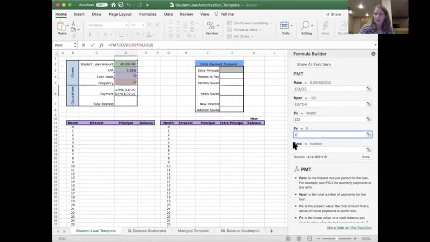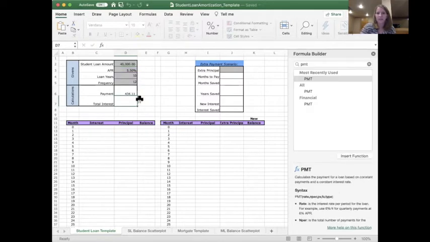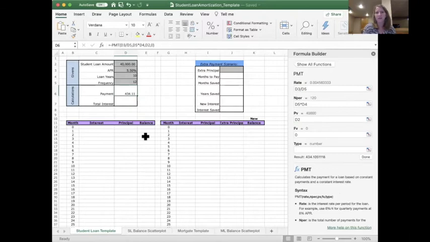The type of loan down here deals with whether you pay at the beginning or the end of the month. Typically, I don't get into that much detail with students, so I'm just going to leave that blank. You don't actually have to do it. And when you hit done, you'll see that this is actually a negative number. However, we talk about the fact that in order for the rest of our Excel functions to work, we need to put a negative in so that this number comes out as a payment of $434.